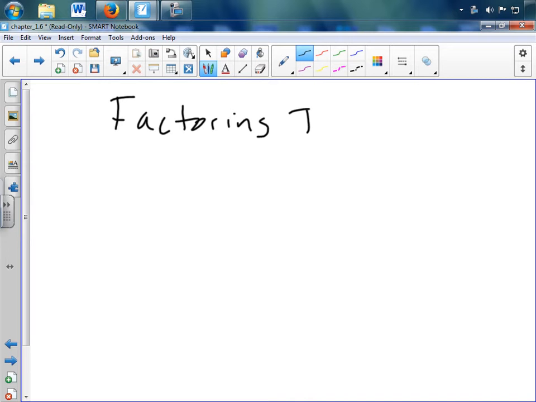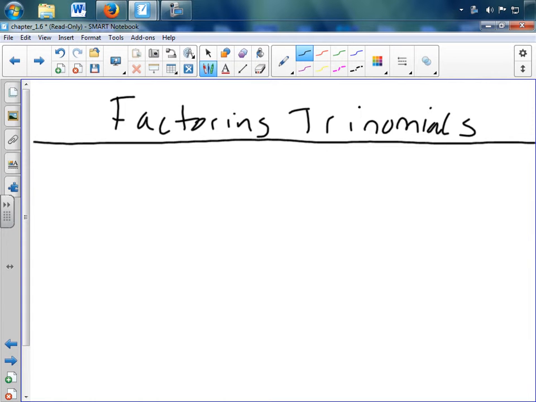Factoring trinomials. Okay, this is a crash course review. I don't want to go through all the concepts coming up to it. You should have had this once before.